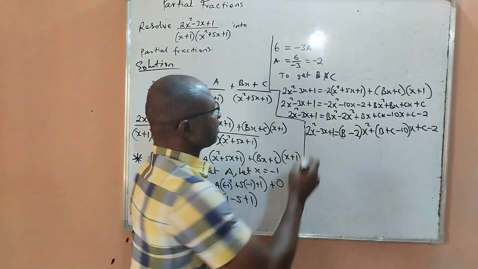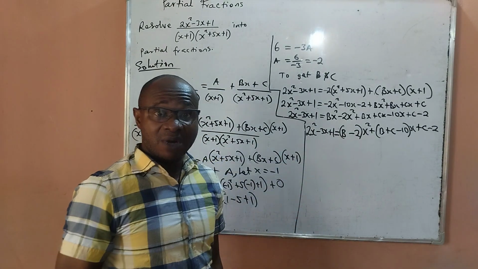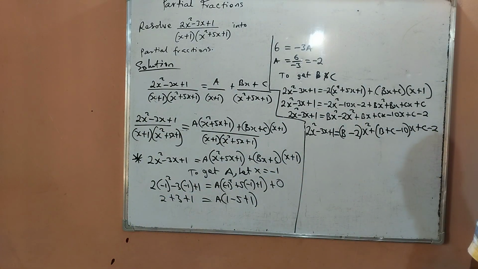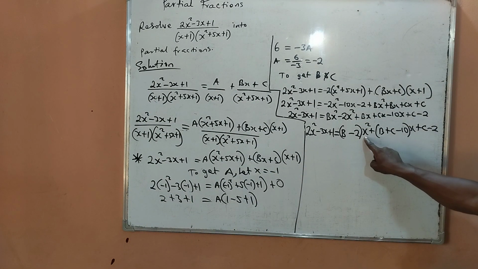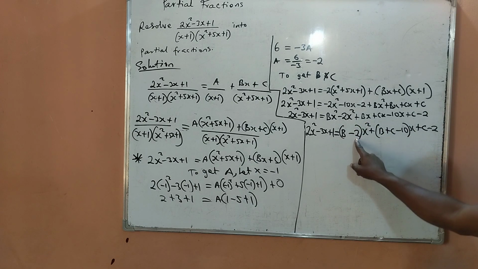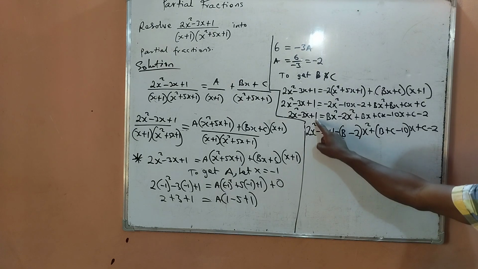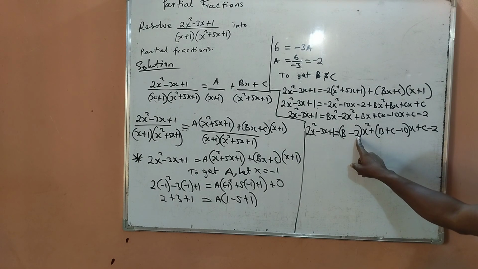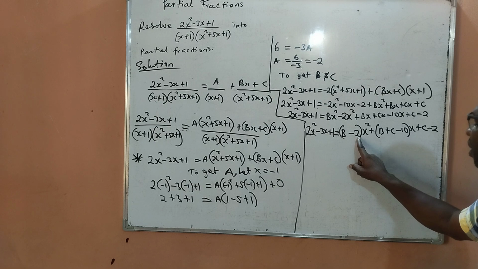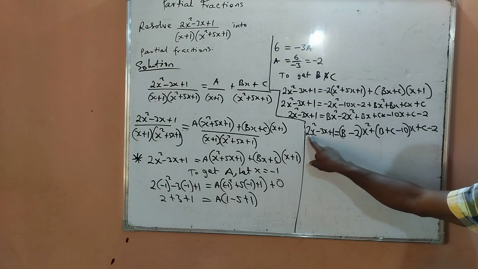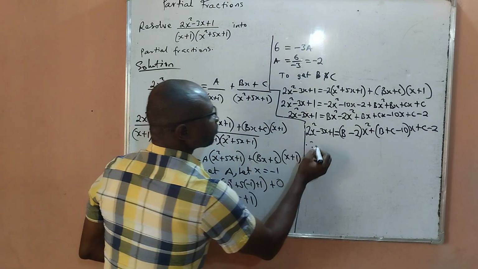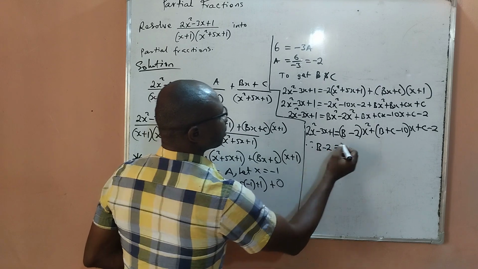But remember what I said. Remember, this place is an equality sign. I said that we are going to compare coefficients here. If you look at it very well, you will agree with me that here, the coefficient of x squared is b minus 2 by the right hand side, and by the left hand side, the coefficient of x squared is 2. So what it means is that b minus 2, which is the coefficient of x squared by the right hand side, is going to be equal to 2, which is the coefficient of x squared by the left hand side. Therefore, b minus 2 is equal to 2.